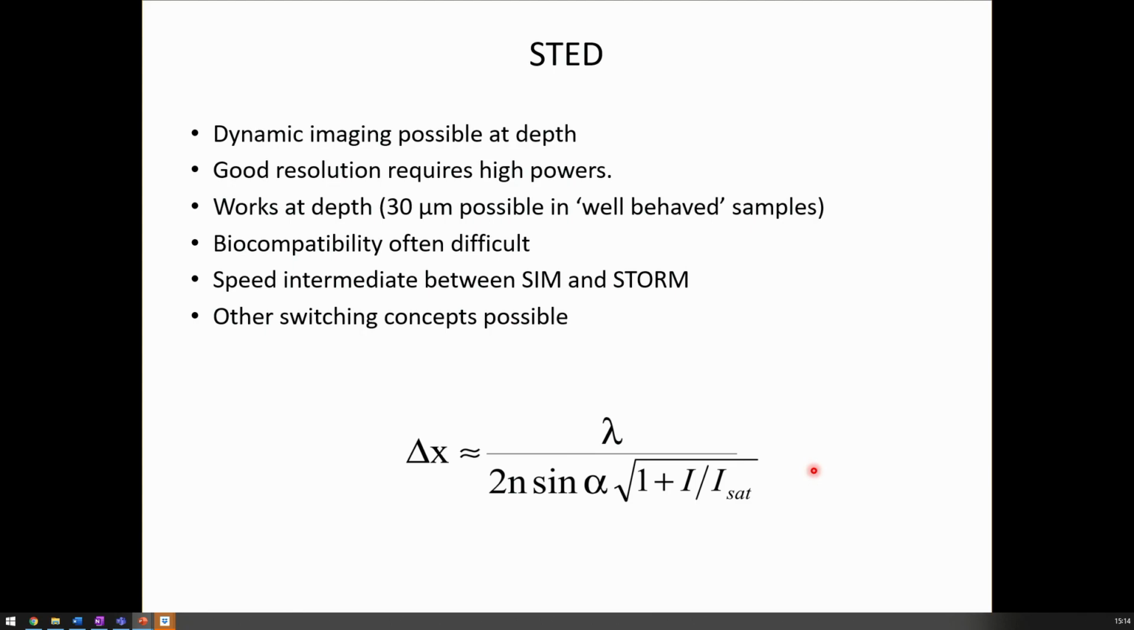It is possible under some circumstances, and it is certainly much deeper than the next technique, the last technique that I will talk about in this lecture course, which is called structured illumination microscopy. So it's good for tissue slices that are fixed and are labeled with good STED compatible dyes. The compatibility with biology is often difficult, as I mentioned. And the speed is faster than the previous techniques, so some live imaging may be possible, but it is not as fast as the next technique that I'll talk about.